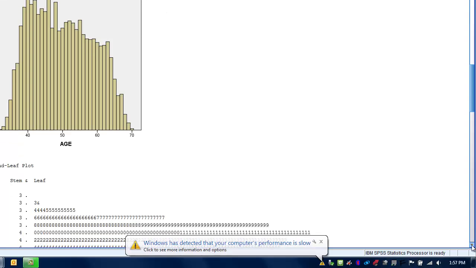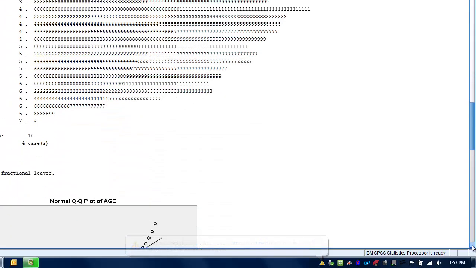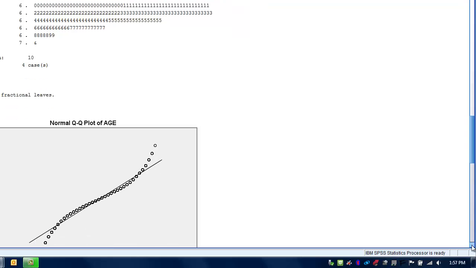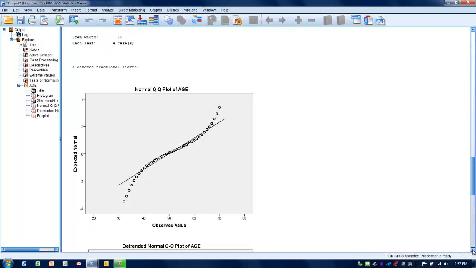Okay, now we can also see a stem and leaf plot for the same data, and then we can also see what's known as a QQ plot, which gives us some idea of what the distribution looks like. And again, in a normal QQ plot, these dots should form pretty much a linear line. And in this case, they obviously do not. They form a curvilinear line, which again is some indication that we have a non-normal distribution.